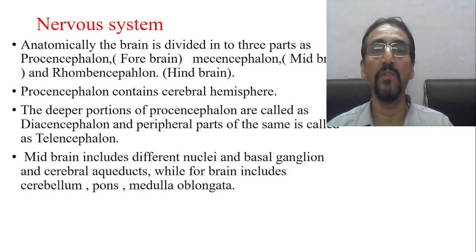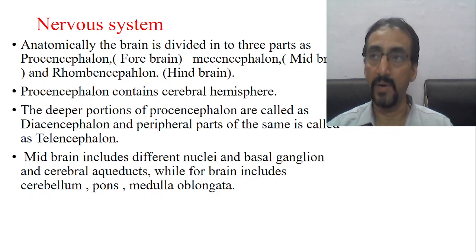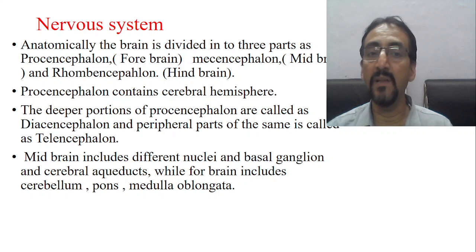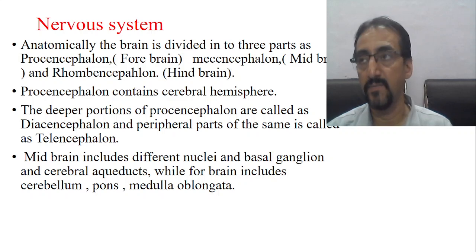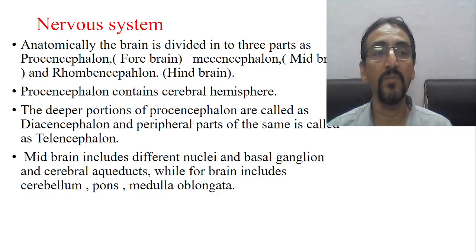anatomically the nervous system is divided, or brain. Now first we'll go for the brain. Okay, in the brain, how it is divided. Anatomically, the brain is divided into three main parts. Okay, one is prosencephalon. Prosencephalon is also called as forebrain.